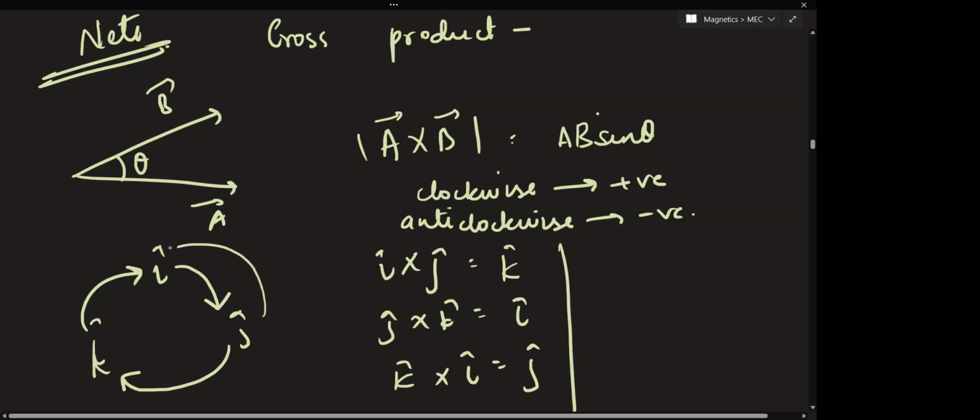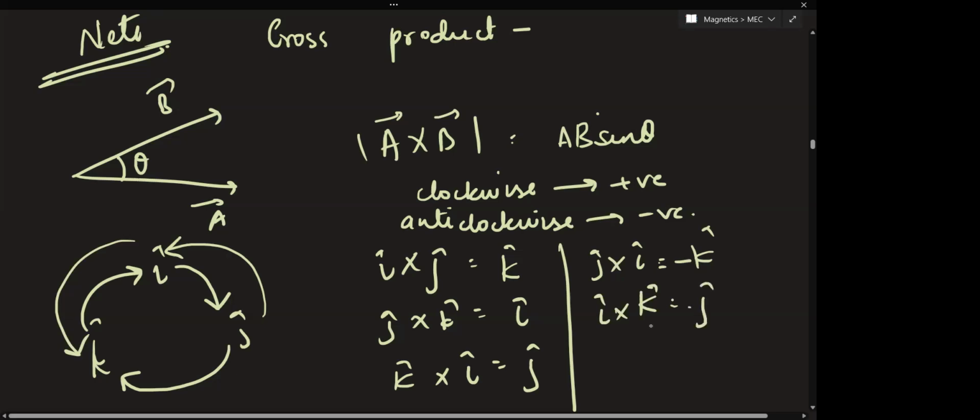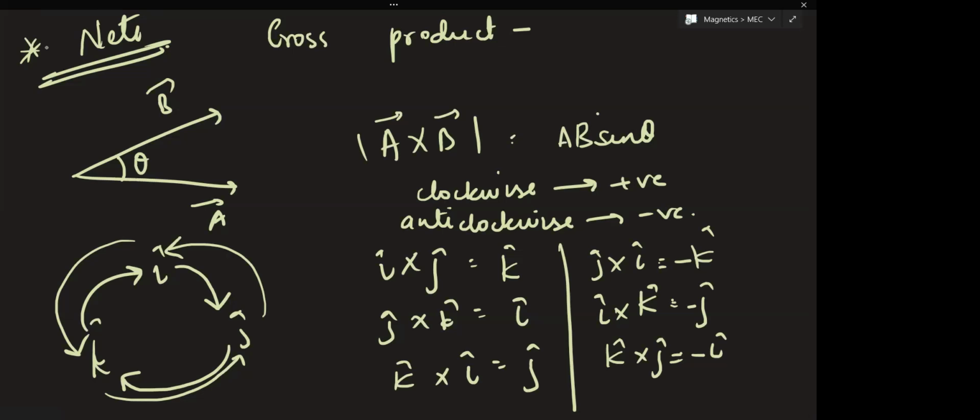Now let's move opposite. If you move from j cap to i cap, j cap cross i cap gives the third one, that is k cap. And what do we choose? We choose a negative sign for anti-clockwise. Then moving from i cap to k cap, i cap cross k cap gives whatever is left, the third one, j cap. Since it is anti-clockwise, put a negative sign. Similarly, from k cap to j cap, k cross j will give you i cap, but with a negative sign. Just make a note and write it down. Text me in the chat box when you have written it. I'll stop here.